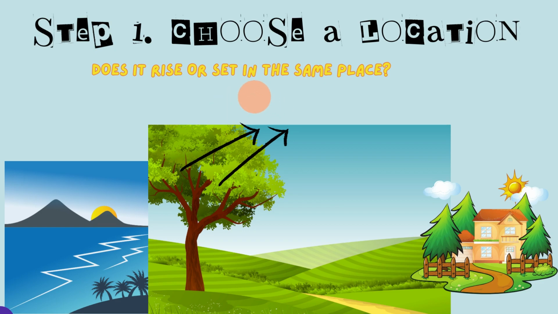So choose a location that won't move. You don't want to choose a location like a parked car, because of course that's going to move. You want to choose a location that is going to be there.